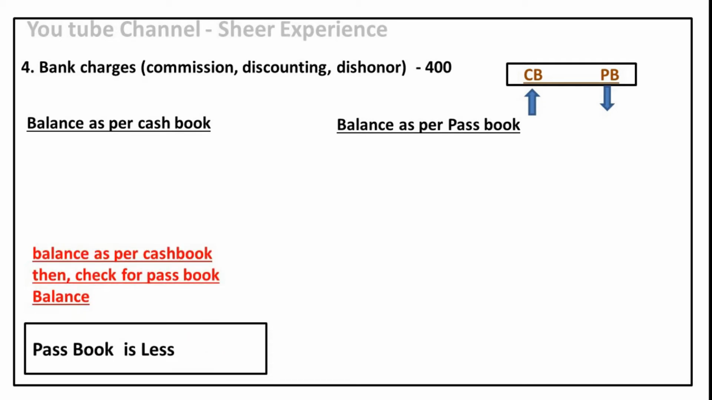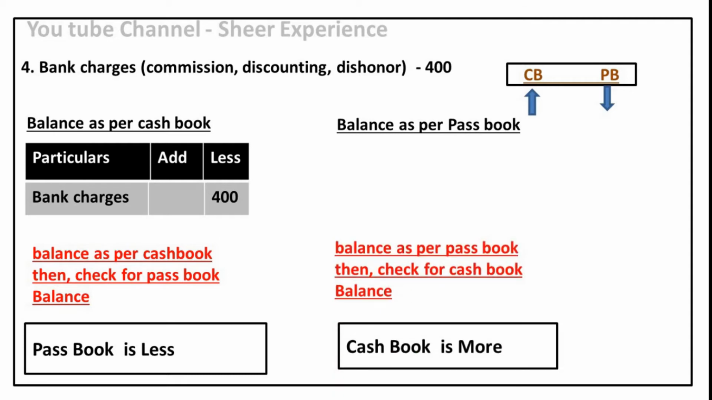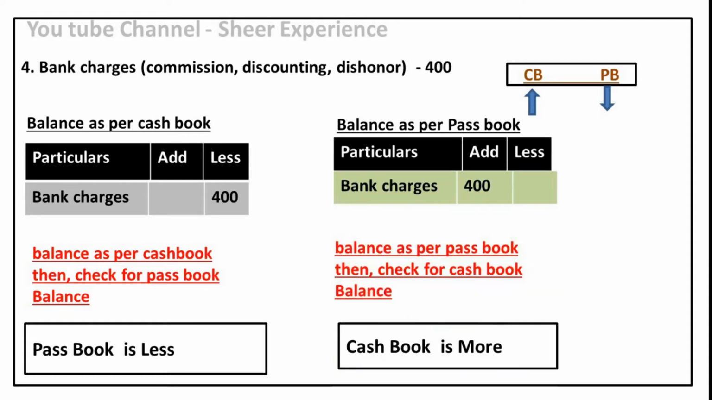When I am preparing bank reconciliation as per cash book balances, then we have to check for passbook balances. Here passbook balance is decreasing, so I will mention the amount in less column. So 400 in less column. Similarly, when I am preparing bank reconciliation statement as per passbook balances, I have to check for cash book balances. Here the cash book balance is increasing, so I'll mention the amount in add column.